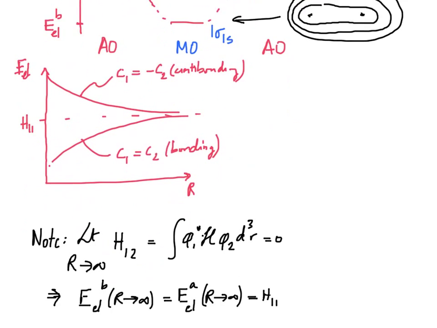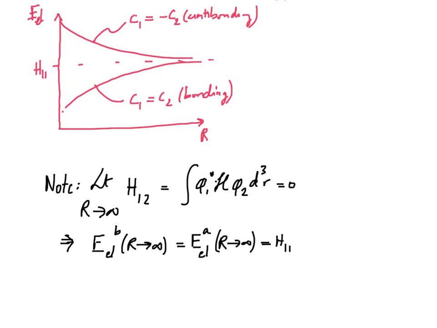That's what is pictured over here, right? And here is the mathematical argument for that. H12 is nothing but this integral, and if R is very large, it means that the location of 1 is very far away from the location of 2, so the overlap between these two orbitals is going to be so small that you're going to get a 0 for this integral, and so at large values of R, H12 tends to 0. If H12 tends to 0 at large values of R, the two values of the electronic energy for the bonding and the anti-bonding situations will both tend to H11. That's what is happening over here.